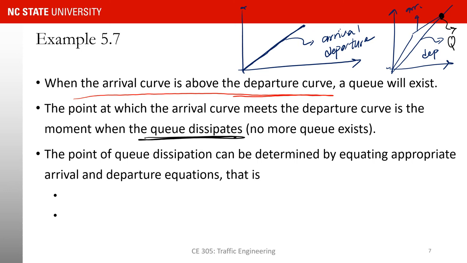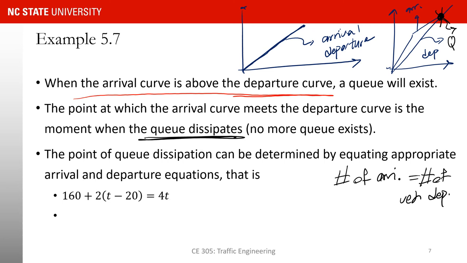So if you want to find that point, how do you do that? You set the number of vehicles that arrive equal to the number of vehicles that departed, because these two curves have intersected at that point. So let's do that in our example. So we know that at this point that they intersect, in the previous graph, we were past t equal to 20. So the number of vehicles that have arrived is equal to 160 plus 2 into t minus 20.